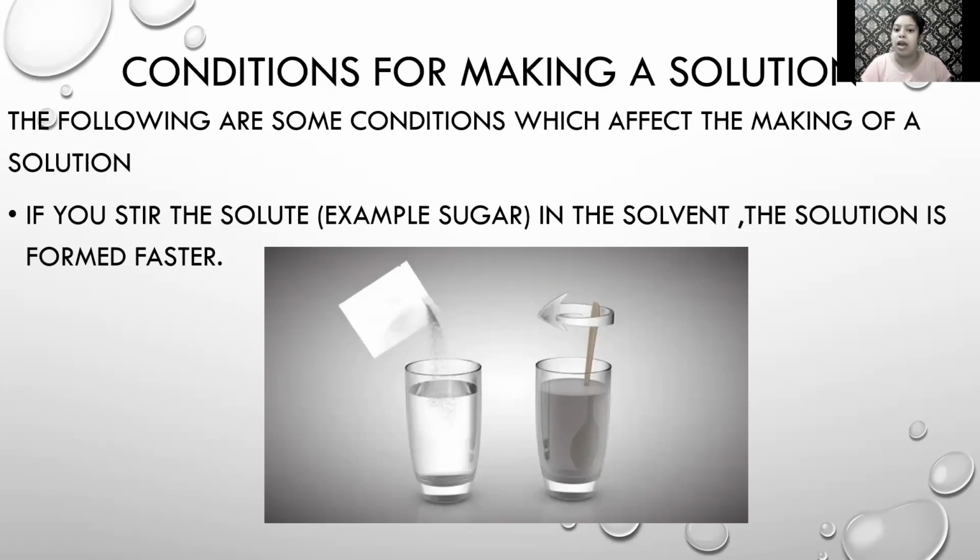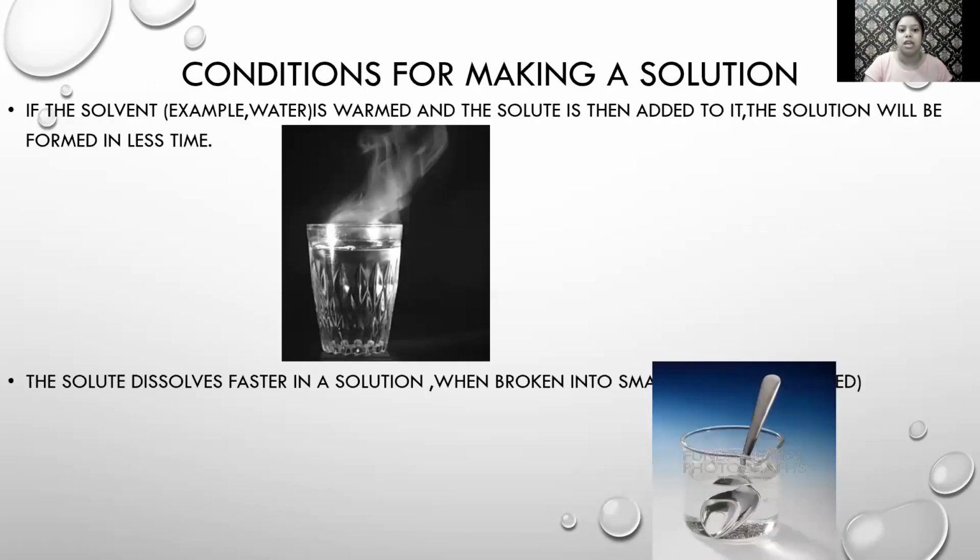Okay, I hope all of y'all remember the action that we learned. When a solute is joined or dissolved in the solvent, it forms a solution. So same thing, if we begin to stir the sugar that we put inside the solvent, that is the water, it dissolves. Next one. If the solvent, that is water, is warmed and the solute is then added to it, the solution will be formed in less time.